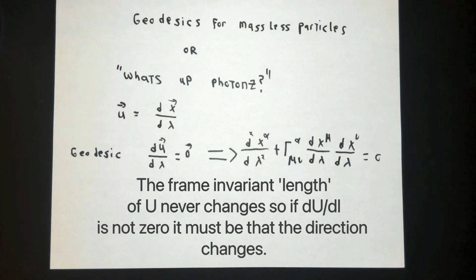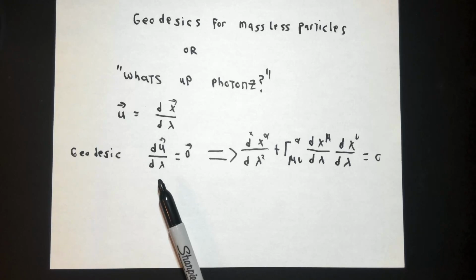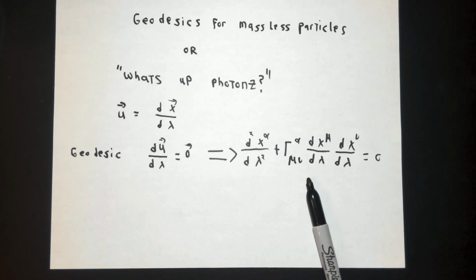Since u dot u will be zero for photons, I can write that as this, where lambda is some parameter that describes the motion of the photon. I can't use proper time, of course. The usual manipulations lead to the usual formula. If I can find formulas like this that describe the motion of the photon, I'll know the geodesics.